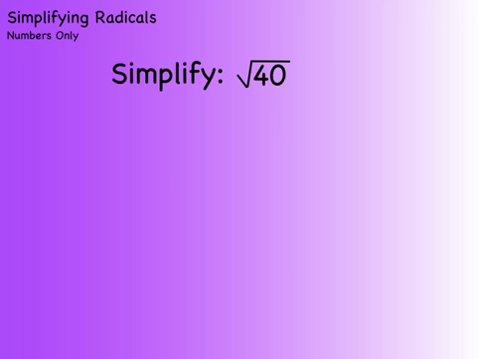So here's an example of a problem you would see. Simplify the square root of 40. Now, we know for a fact it's not a perfect square because it's between two perfect squares. That would be 36 and 49. So, how do we simplify this?